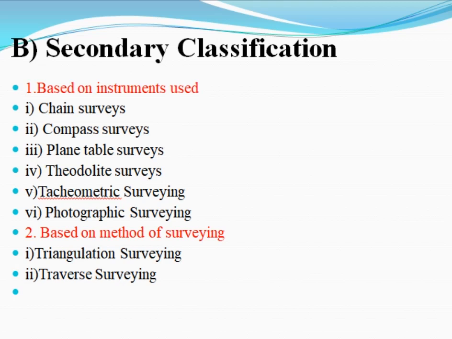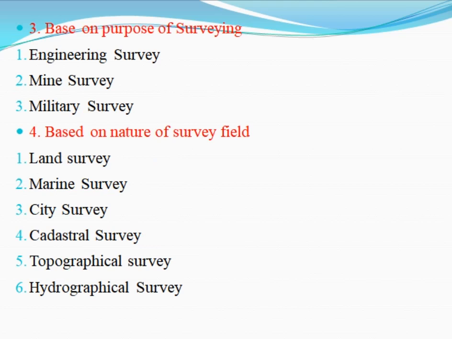Based on the purpose, we have engineering survey, mine survey, and military survey. Based on the nature of the survey field, first is the land survey, another is the marine survey, third is the city survey, fourth is the cadastral survey, fifth is the topographical survey, and sixth is the hydrographical survey. These are the different types of survey.